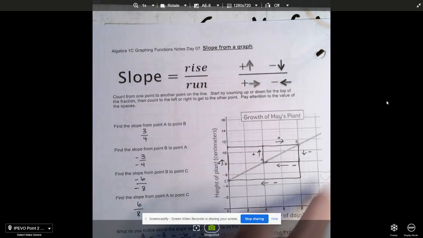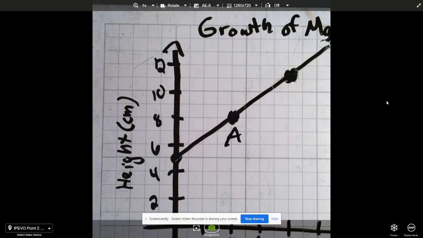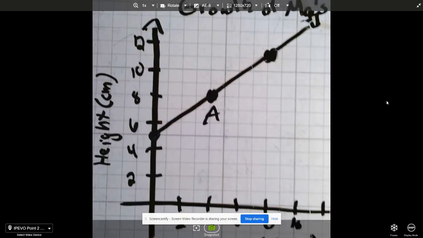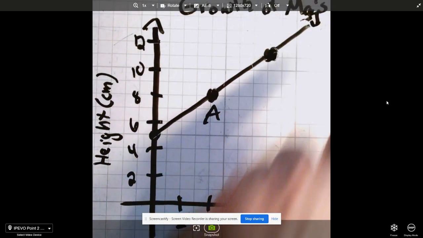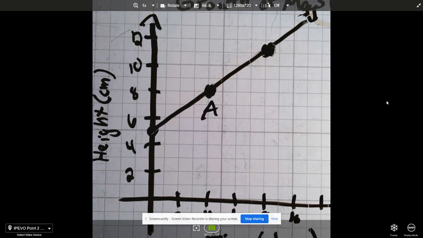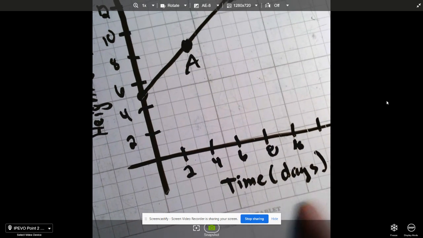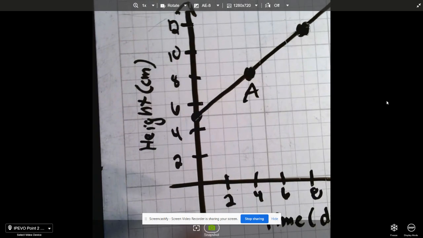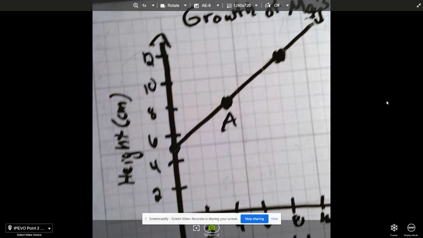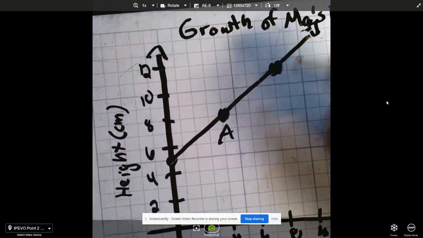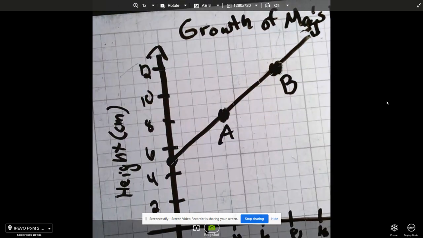So I just redrew this graph that's right here so we can talk about it. So this here is the growth of maize plants, and you have the time in days here on your x-axis, and on your y-axis you have the height of the plant in centimeters. And they've labeled 2 points. This point is A and this point is B.